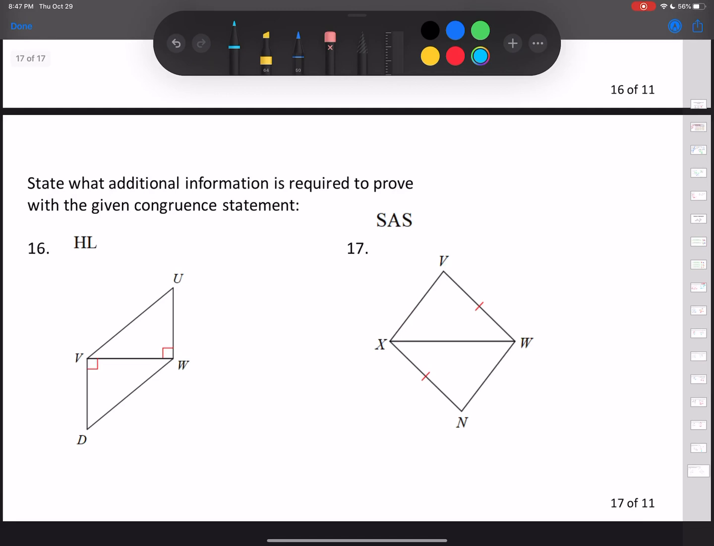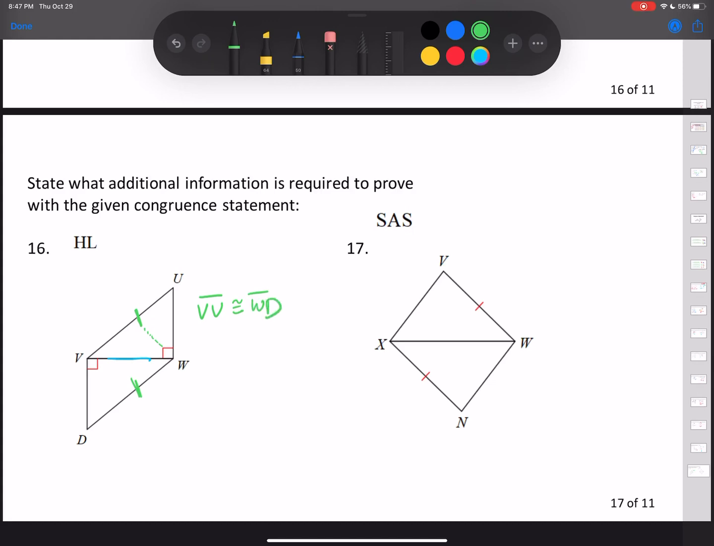All right, and the last one, hypotenuse leg. So I've got the leg. I don't necessarily see the hypotenuse, so I need that hypotenuse to be congruent. Remember, the hypotenuse is always directly across from the right angle. So I need side length VU to be congruent to side length WD.